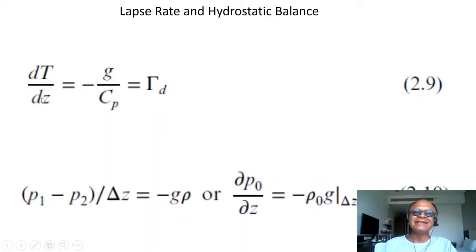So that's obviously dT/dz, the temperature change with height. It just comes down to minus g over Cp, which is not derived here, but you can do it very easily by taking the ideal gas law, and Cp is the heat capacity of air, which we call the dry adiabatic lapse rate. We will see that it quickly gets complicated when we add water vapor to it.